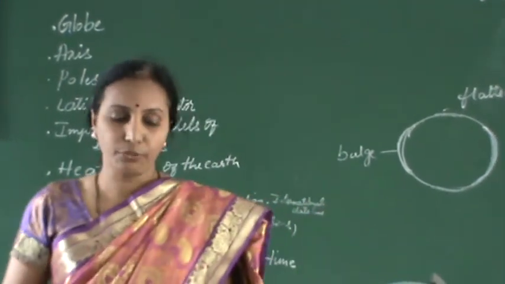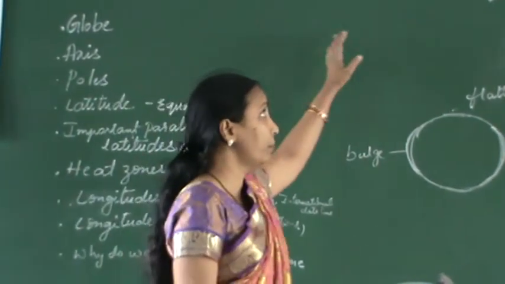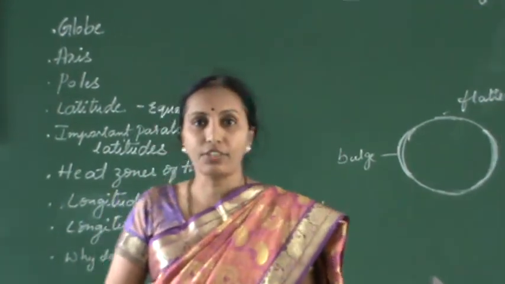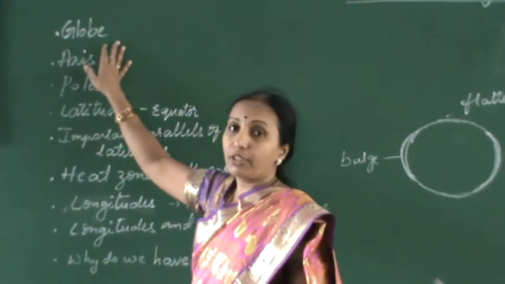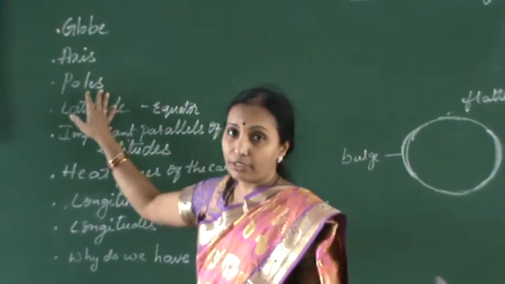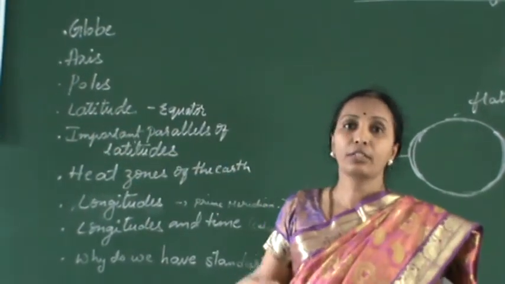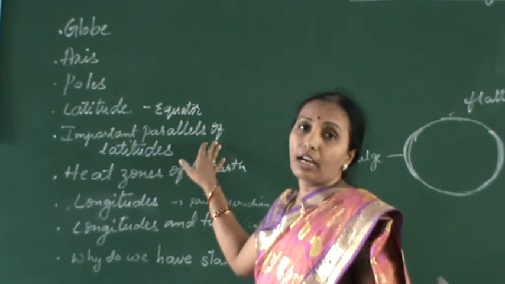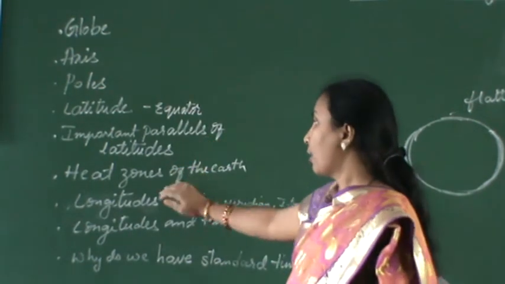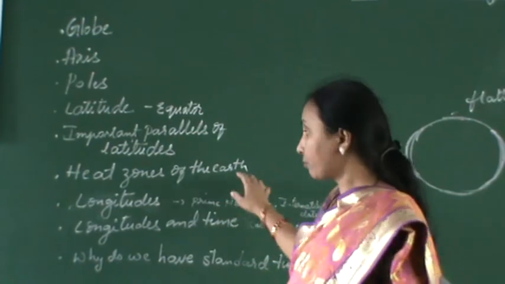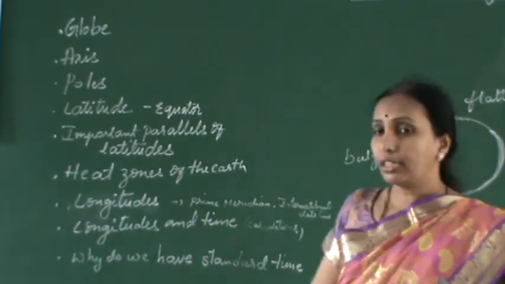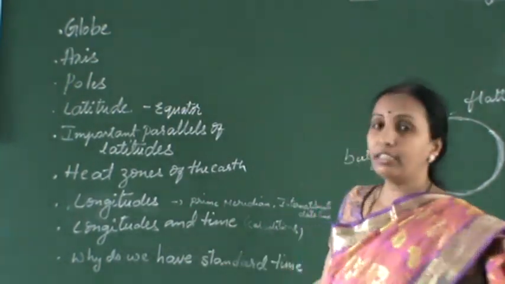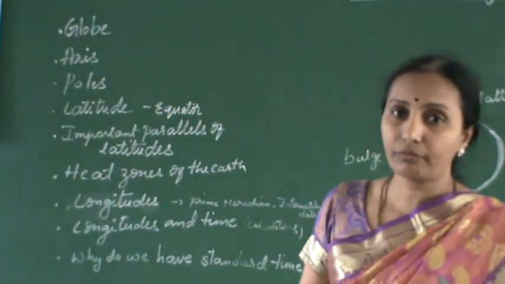All of you open your textbook, open the lesson Globe, Latitudes and Longitudes. After the explanation of this chapter, you will understand the concept of the globe, axis, poles, and latitudes. You will know about the important parallels of latitudes, the heat zones of the Earth, longitudes and time, how their concepts are connected to each other, and why we have a standard time. You will understand all this.